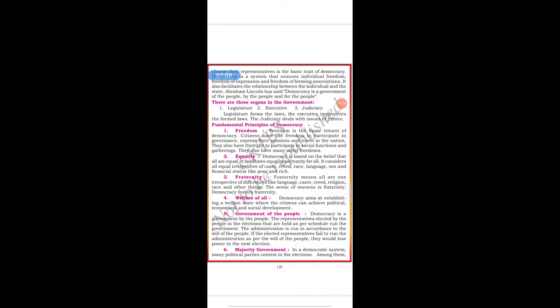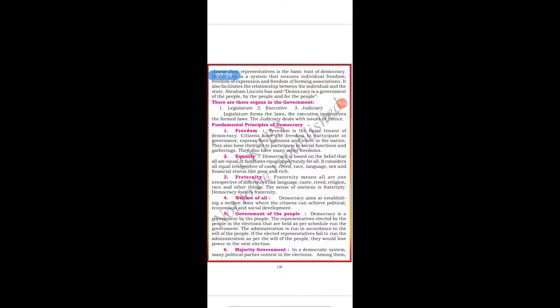So we don't have any restrictions or laws if we are traveling from one place to another place, isn't it, students? So they also have the right to participate in social functions also. Social functions are nothing but our national festivals and all, whichever we are running in societies. So we can easily participate in those things and gatherings. They also have many other freedoms, students.